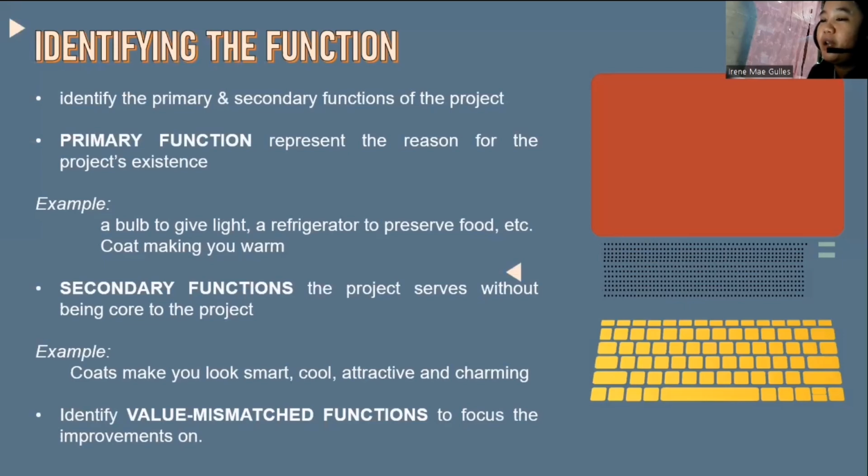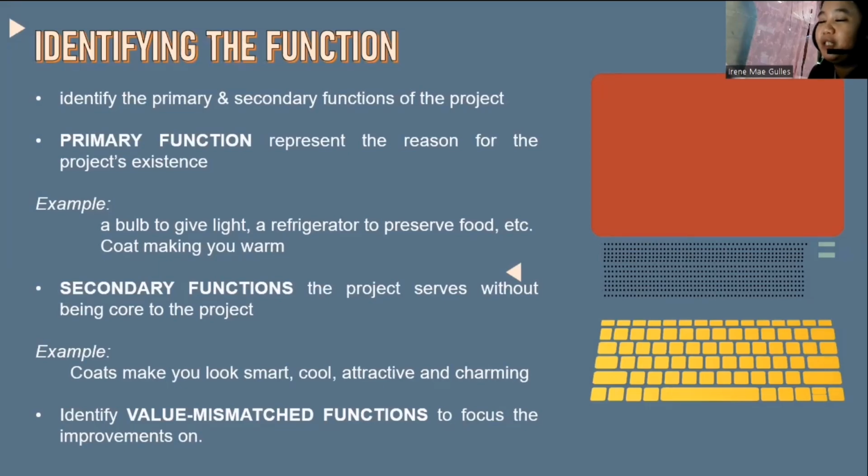The primary function is any useful product that must be identified, and those present the reason for the project's existence. For instance, a bulb to give light, a refrigerator to preserve food, etc. Just like my example earlier about the coat, the primary function there is to keep you warm.